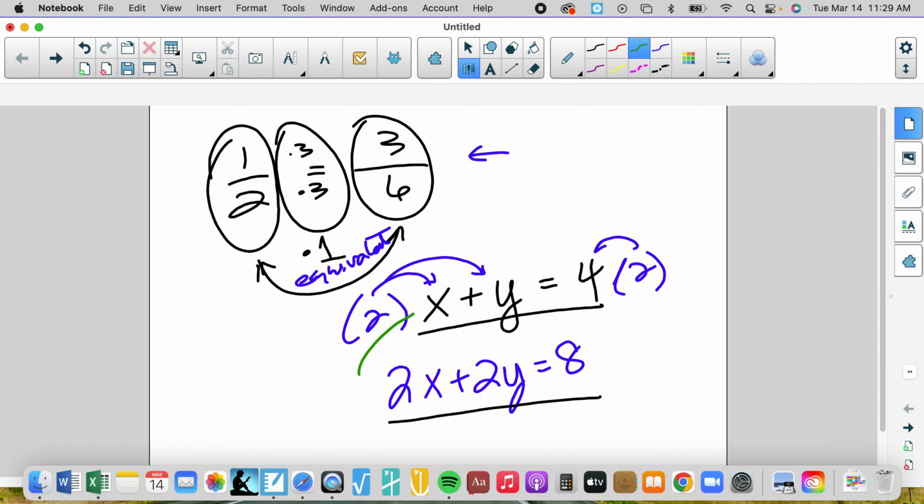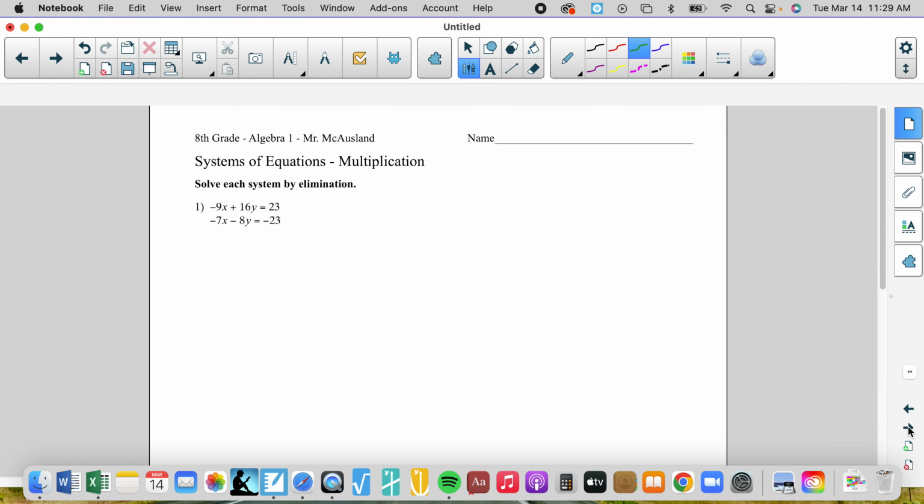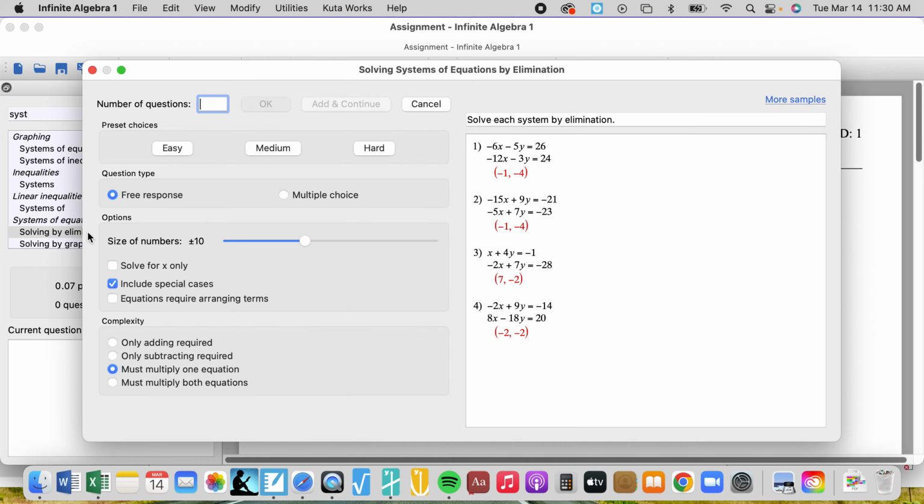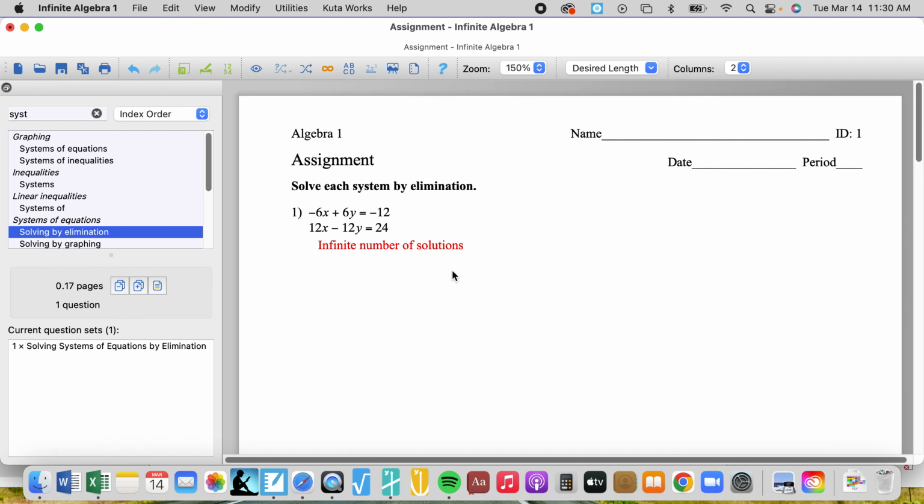It's kind of neat. And how are we going to use that with systems? Well, we had this before in the systems. We would combine the two equations, and it was beneficial to combine them because it would cancel out one of the variables. So, not equivalency, systems of equations elimination. Let's just throw one up there.